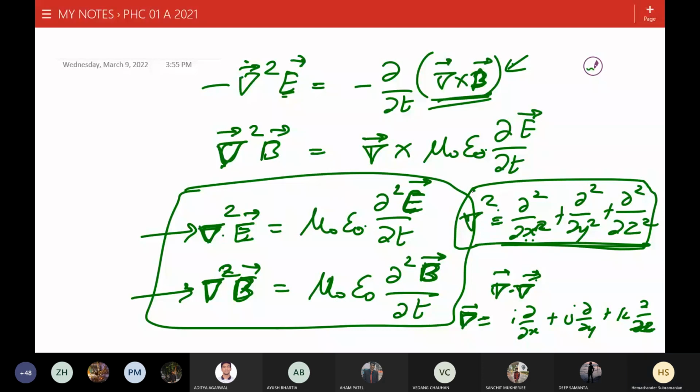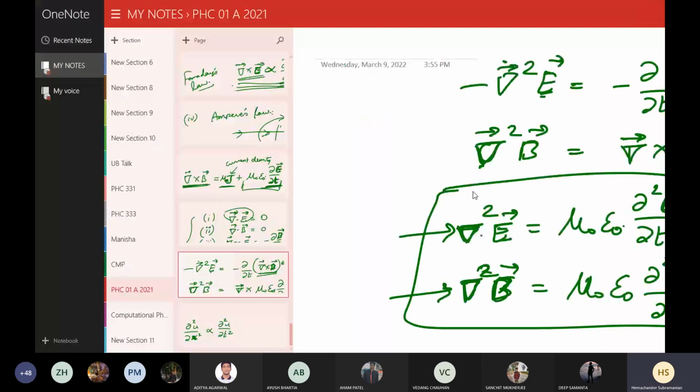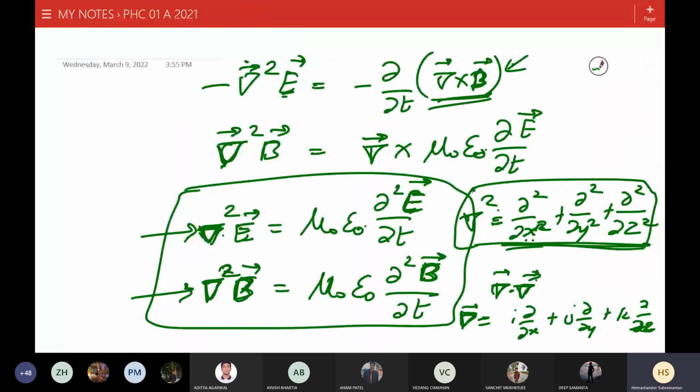Now how do they look? You know a wave equation. We've talked about it: dou square u by dou x square is proportional to dou square u by dou t square. So look at these equations here. This del square is dou square by dou x square, let's say in one dimension. Forget about y and z. Then this looks just like the wave equation.